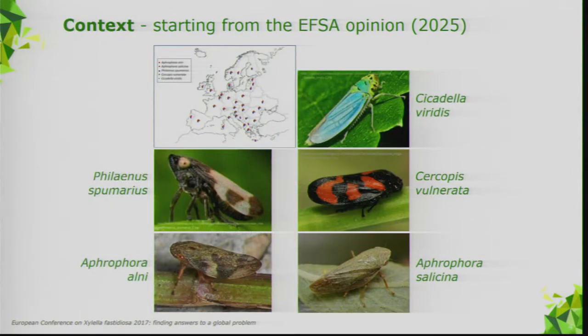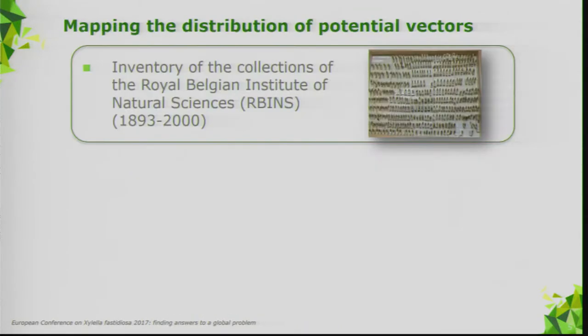And so we have these five species, and I put here the map published by EFSA showing that, in fact, these five species are present all over the EU. And so our question was how distributed and how present are they in Belgium? And actually, we didn't know that because there were no real data about it. And the first thing we had to do, because we are not specialists of hemipterans, was to undergo some kind of training. And we were welcomed by Domenico in his lab in Torino, and we were duly briefed about the different aphrophorids and cercopids.